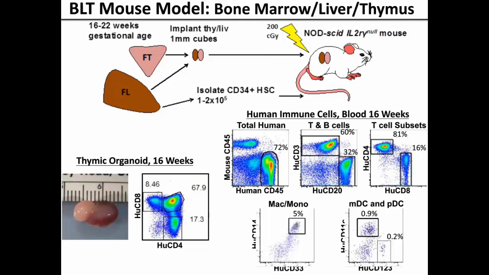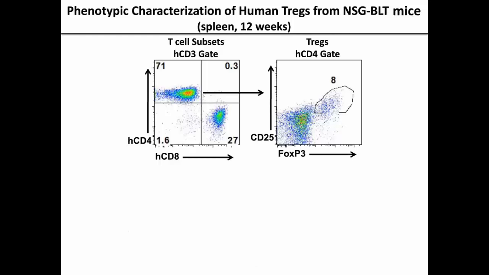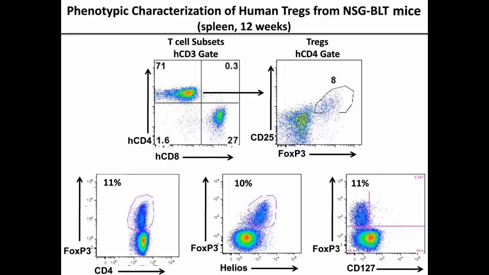So one of the areas where we're using this humanized mouse model is actually to study Tregs in these animals. And these mice also develop CD4 positive human Tregs, including FOXP3 positive CD25 positive cells. We've characterized these Tregs a little more substantially, showing they're also Helios positive and negative for CD127. So these mice not only develop your conventional T cells, they also develop regulatory T cell populations.